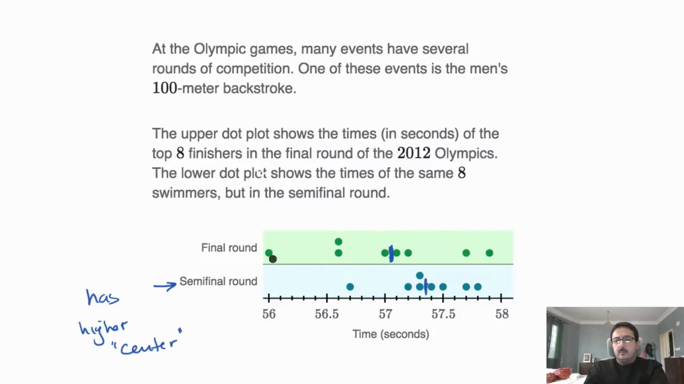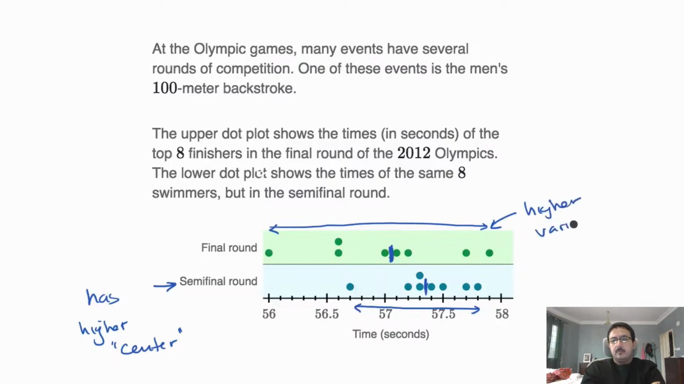And now what about variability? Well, once again, if you just looked at range, and these are both at the same scale, if you just visually look, the range for the final round is larger than the range for the semifinal round. So you would say that the final round has higher variability. It has a higher range. Eyeballing it, it looks like it has a higher spread.